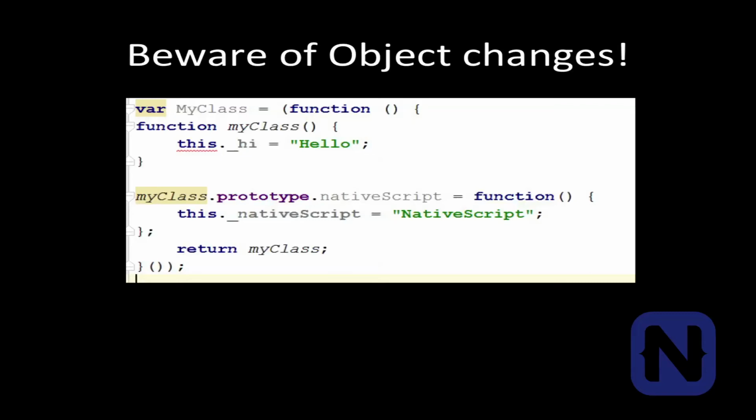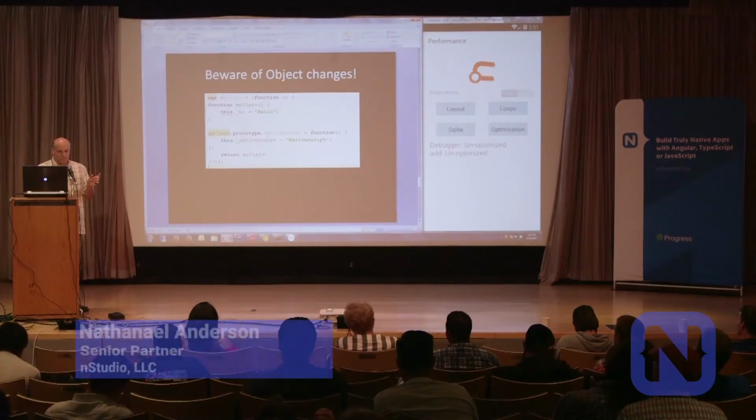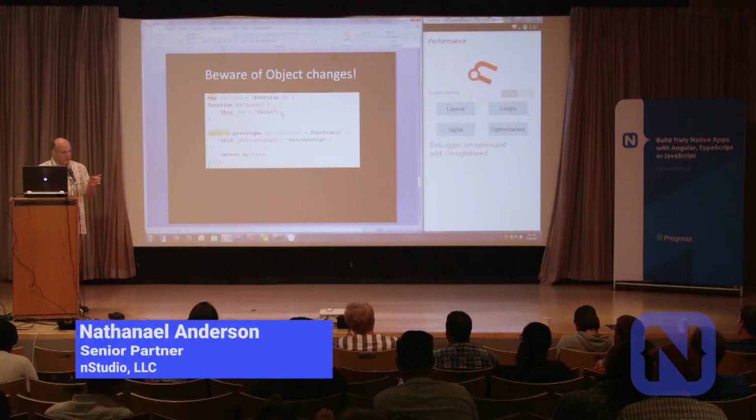So now you actually have two objects in memory. You have the original, which has this._hi, and now you have the second one with this._hi and this._NativeScript. And those will remain until it decides that it needs to GC them out. And so you can waste a tremendous amount of memory because you have different classes later on that add a new value into this part of it.